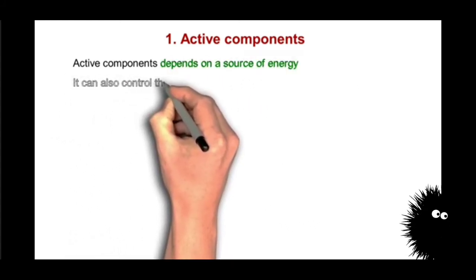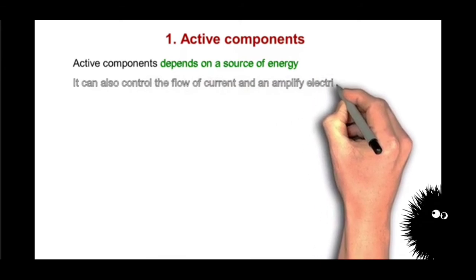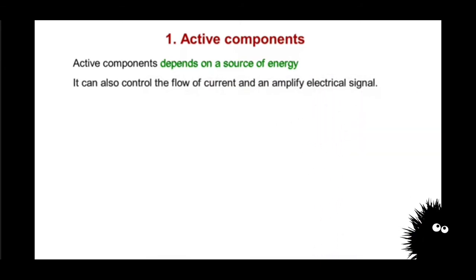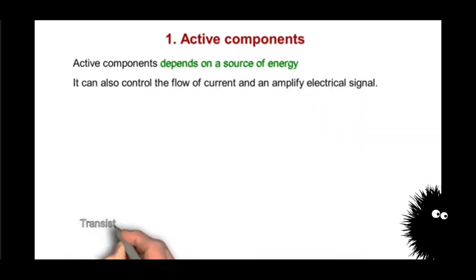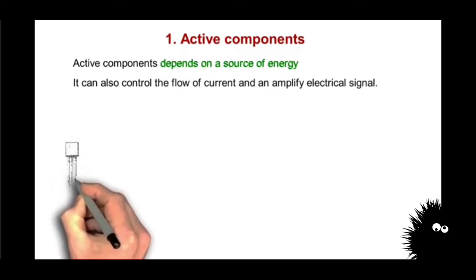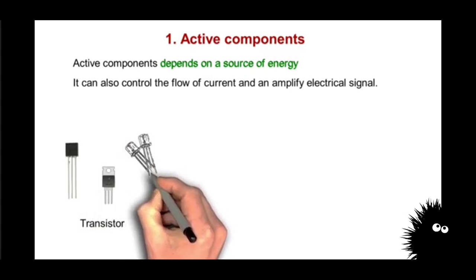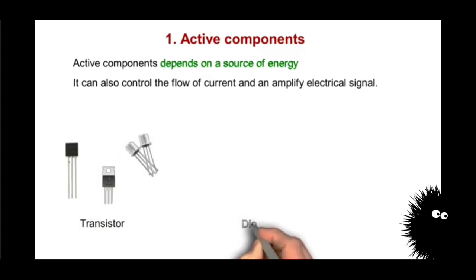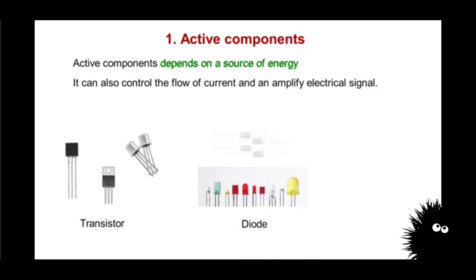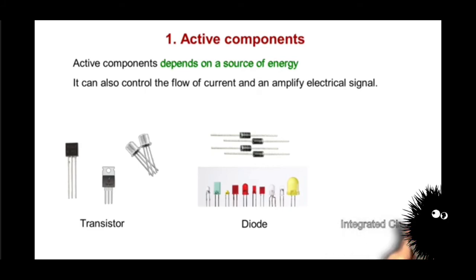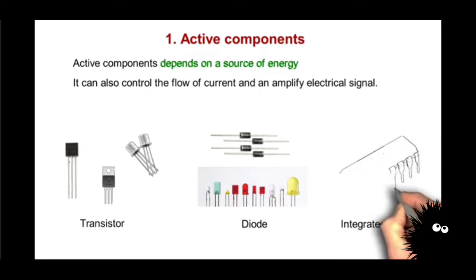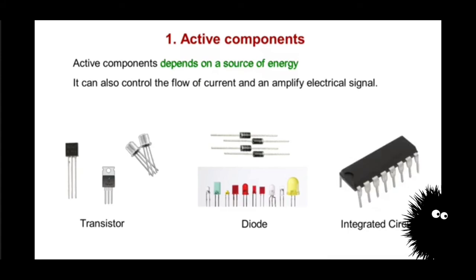It can also control the flow of current and amplify electrical signals. All the types of transistors like BJT, MOSFET, and JFET, used to amplify and switch electronic signals, are examples of active components. All the different diodes, including the light emitting diode, are active components as their operation depends upon the input voltage. Integrated circuits, as they cannot work without a source of energy, are another example of an active component.